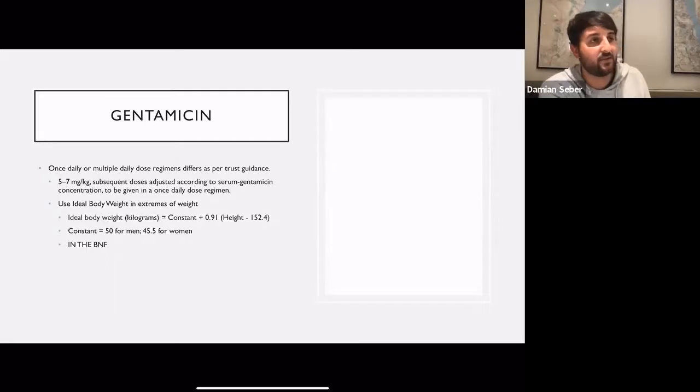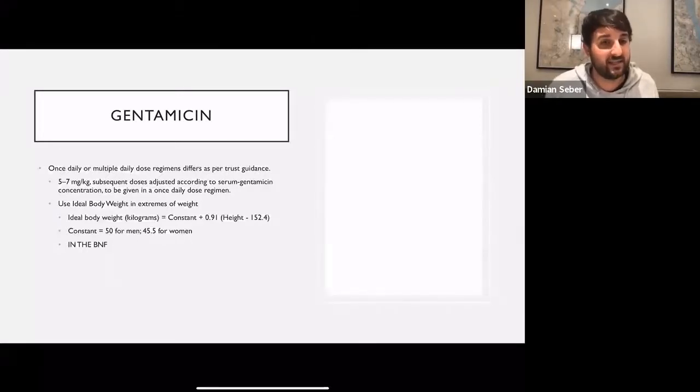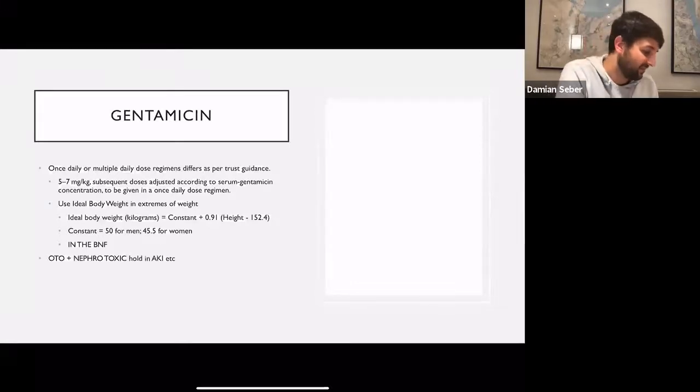For weight, you should really use ideal body weight, especially if they're overweight. If they're underweight, it doesn't matter to do the calculation, you just use their actual body weight, because they're more likely to suffer from kidney problems and stuff. So you use their actual weight instead of their ideal weight. But if they're overweight, you would use ideal body weight. The calculation for this is in the BNF, and it is on the gentamicin prescribing, I think.